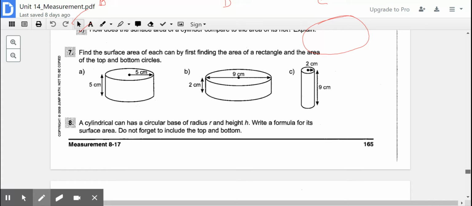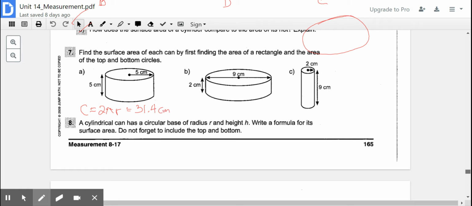So first off, let's find the area of the rectangle. I need to find the circumference of this circle here, the measurement around the side. Remember, circumference equals 2 pi r. Well, the radius is 5, so 2 times 5 is 10. 10 times 3.14 is going to be 31.4 centimeters. That's my circumference.